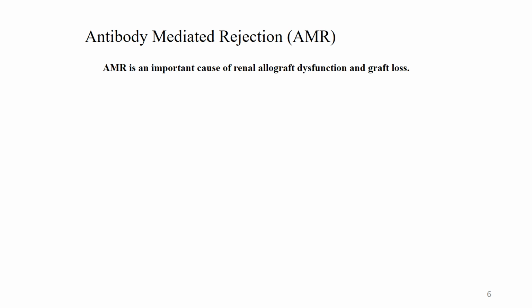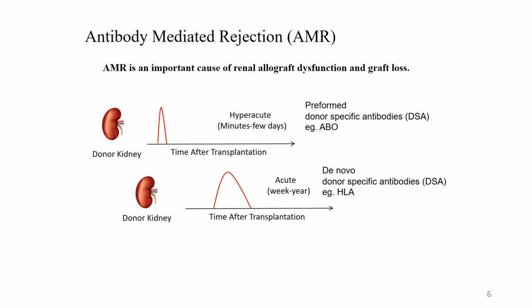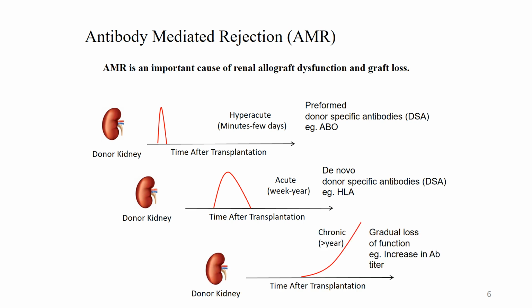There are three types of antibody-mediated rejection, or AMR. The first is hyperacute rejection, which happens between minutes to a few days. This is a very rare type, as we screen all our patients before transplanting, and we screen for all the possibilities of donor-specific antibody, which I'm going to discuss later in my presentation. Acute occurs weeks to a year later and is due to the formation of a de novo, or new, donor-specific antibody. Chronic is the most common one, and it's due to the gradual loss of function of the graft.